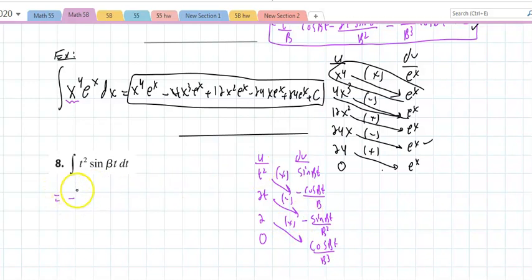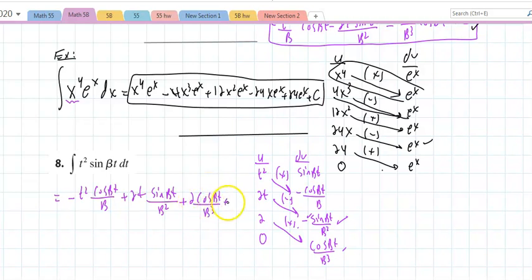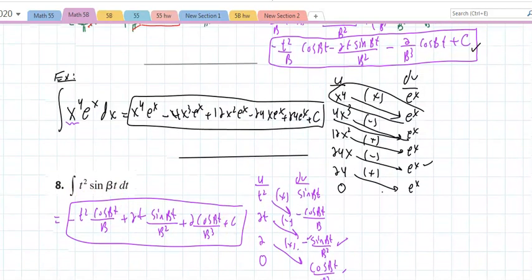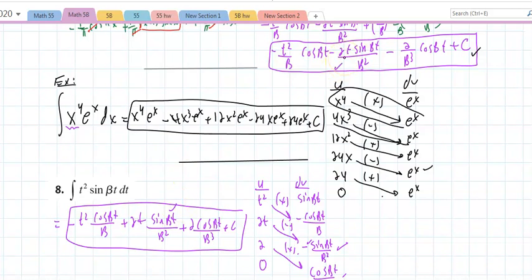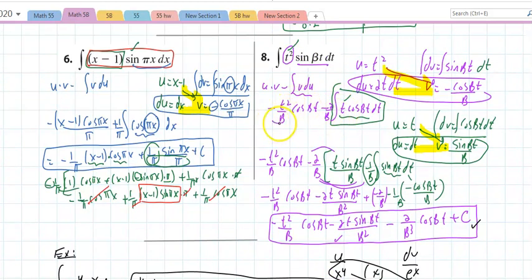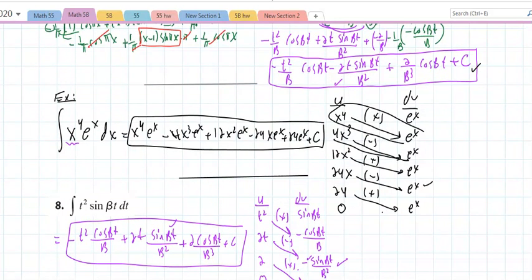So this is going to equal negative t squared the cosine of beta t divided by beta. This part, negative times a negative will give a positive 2t the sine of beta t divided by beta squared. And the last, positive times a positive, is going to be positive twice the cosine of beta t divided by beta cubed plus c. And let's see how that works. Look at this and look at this. Oh, it seems I'm off by the signs for some reason. You take a derivative of cosine, you get negative 1. Well, let me check what went wrong. Okay, I caught it. When I did u times v, that should be minus, and that's a negative, that makes that a positive. So this should be a positive, that'll change both of these signs. My mistake. And there it is.